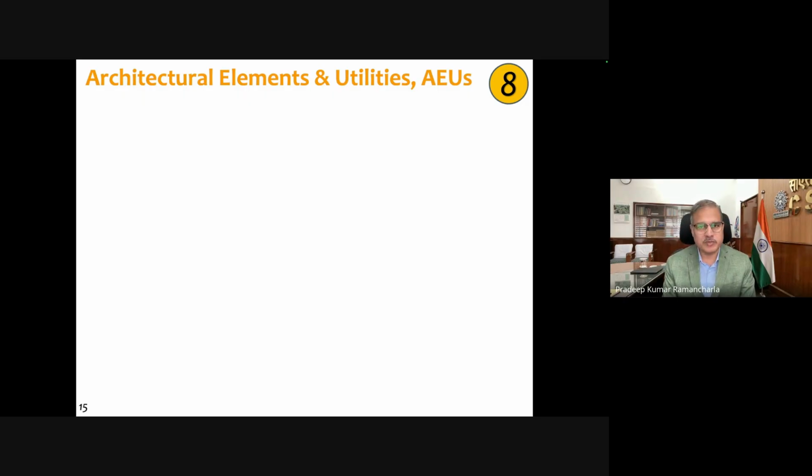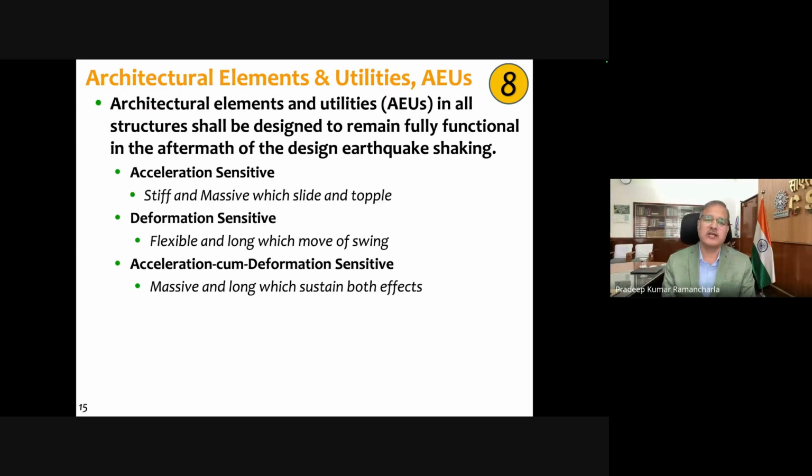Especially a hospital is needed immediately after the post-earthquake activity. So that kind of building definitely needs this, and also these days houses have a lot of non-structural elements. So for that, these clauses are there. They are subdivided into acceleration sensitive AEUs, deformation sensitive AEUs, and acceleration cum deformation, that is combined. Acceleration sensitive AEUs are usually stiff and massive. They will slide or topple. So we have to protect them.